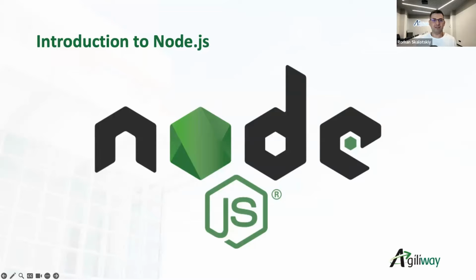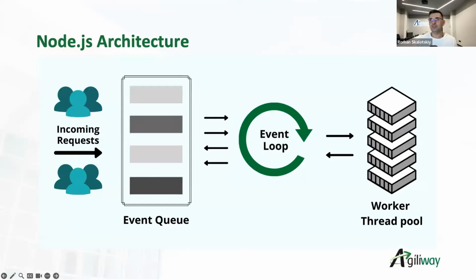Let's look at the Node.js architecture in order to better understand what it is. Node.js consists of two parts. The first part is V8, and the second part is libuv. V8 is the JavaScript engine. Node.js is built on top of the V8 JavaScript engine, which is developed by Google. V8 is a high-performance JavaScript runtime that compiles JavaScript code into machine code for faster execution.